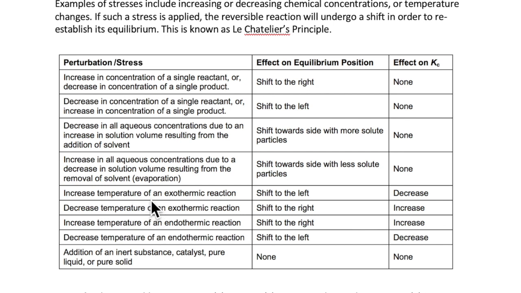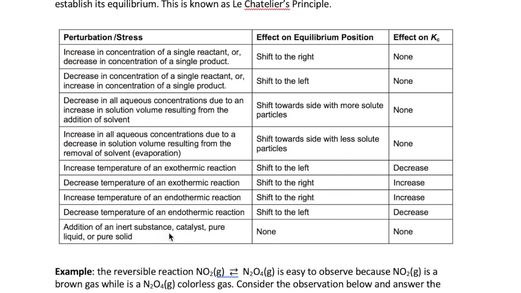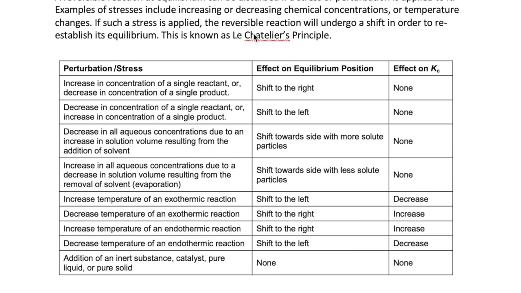You can also change temperature, and temperature has effects that depend on the type of reaction from an energy perspective, whether it's exothermic or endothermic. Now, you can also add substances that have no effect on the equilibrium. These are things like catalysts, or inert substances like nitrogen gas, for example, or helium gas. Those things don't really have any effect on the equilibrium itself. This idea that the reaction will shift to the right or left, depending on the type of stress or perturbation that you add to the reaction, is what we call Le Chatelier's principle.